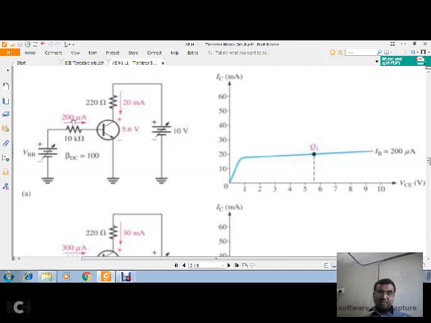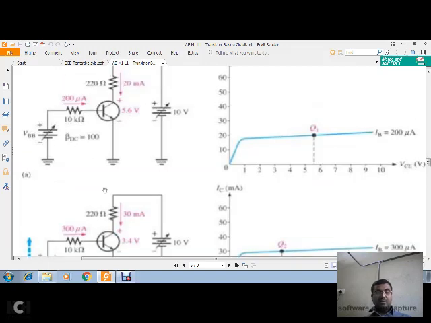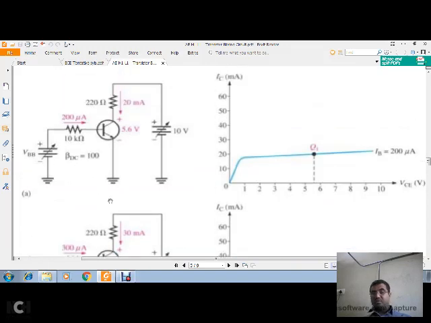like IB is 200 microamperes, RB 10 kilo ohm, RC 220 ohm, IC 20 milliamperes, VCE, collector to emitter voltage, 5.6, for a given VCC equal to 10 volts. VBB is not given because it is variable. We have taken different values of VBB later, so it is not particularly shown. So for a particular value of VBB we get 200 microamperes, right?